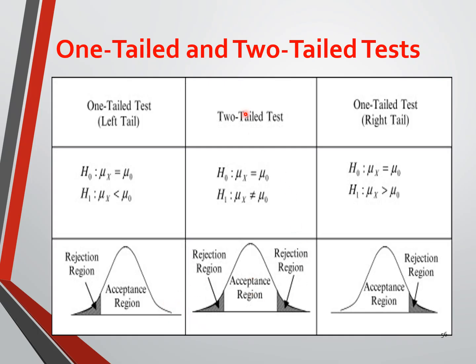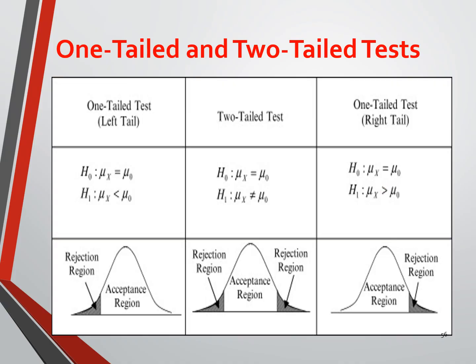When we take the two-tailed test, in the middle, on the right-hand side we take 2.5% and on the left-hand side we take 2.5%. Here we say the alternate hypothesis is not equal to mu. Here we say less than. Here we say not equal to. Here, on the right tail, we are saying it is greater than. This is a very important point.